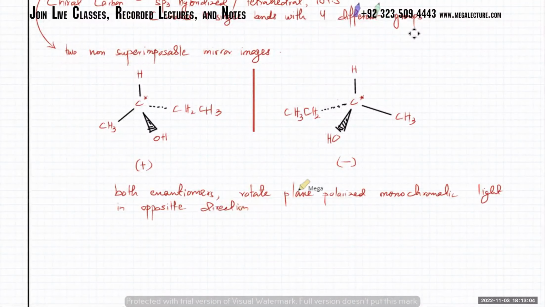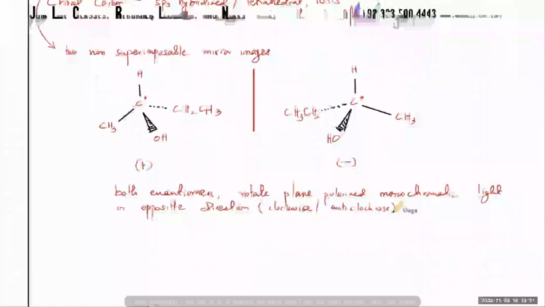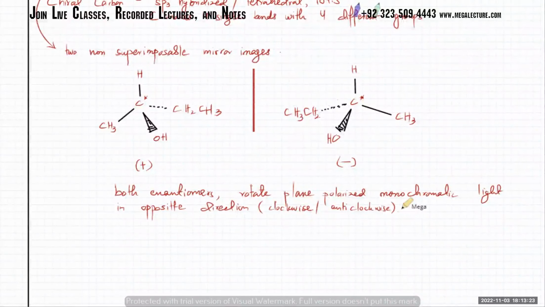One of them rotates it clockwise, and the other one rotates it anti-clockwise. So what this basically means is, light, polarization of light.